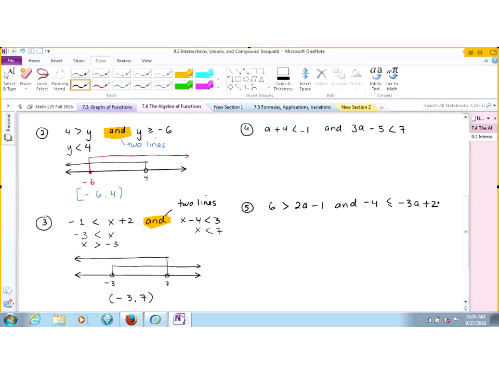Finish? Yes? Finish? Okay, so let's do this one. Number 4.